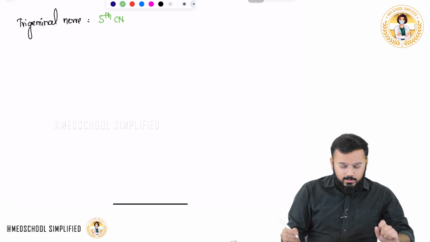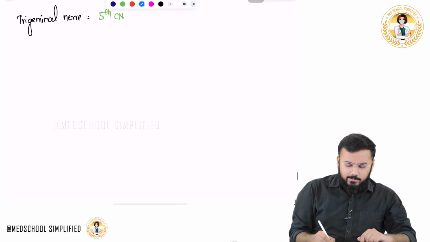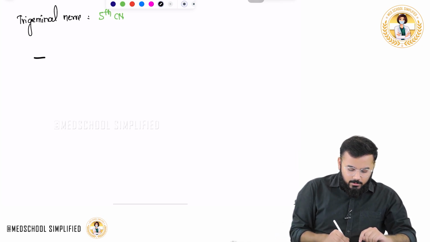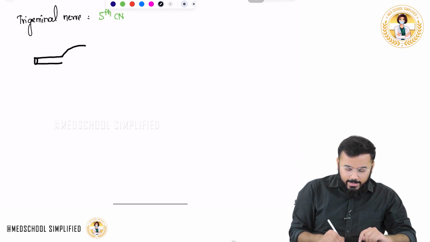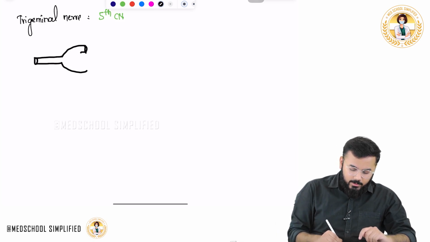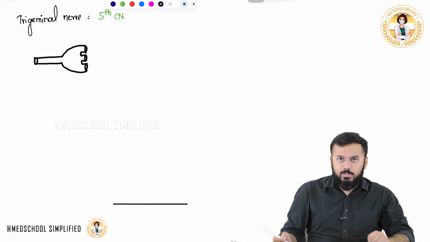Okay, so this trigeminal nerve gives out three branches. For example, first of all, before I draw the trigeminal nerve, see, this trigeminal nerve has a ganglion like this. So what is this ganglion? This ganglion over here is called the trigeminal ganglion. This trigeminal ganglion is giving out three branches.